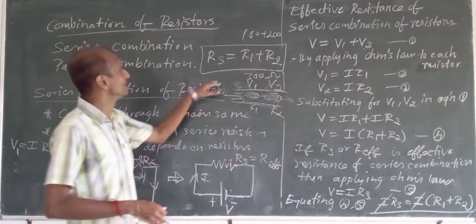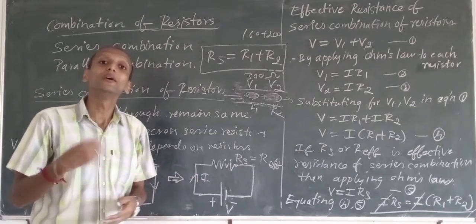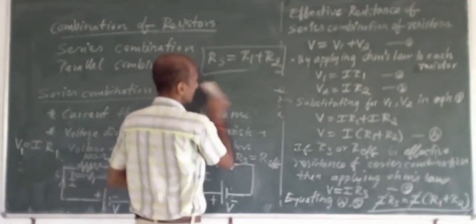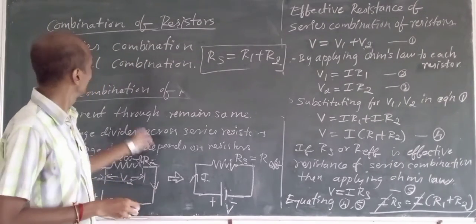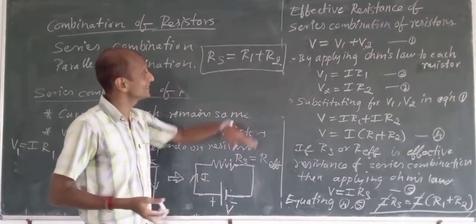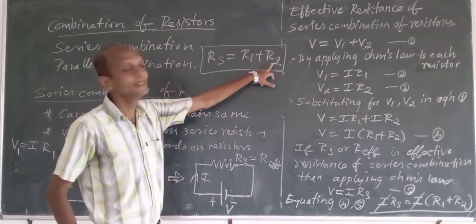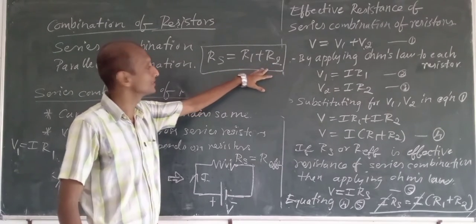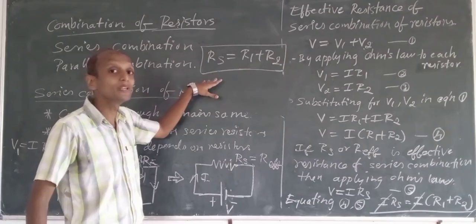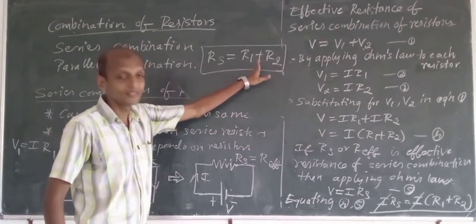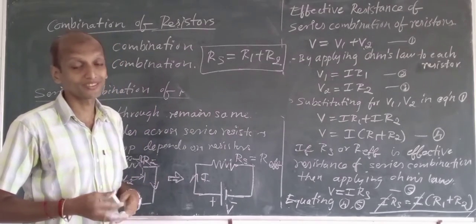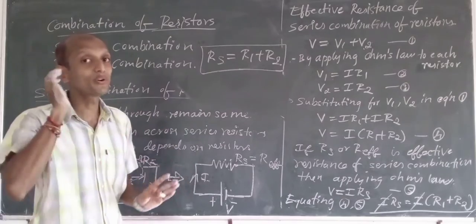Always, in a series combination of resistances, this is an important thing I can say. I'll be going for the parallel combination of resistances also. What I can say is the total resistance will be larger than the largest resistance. If R2 has larger resistance and R1 has lesser resistance, the total resistance, this resistance plus this resistance, will obviously be larger than the largest resistor there. This applies here, but when we go for the parallel combination of resistors, something different will happen. We can make that out as a conclusion point.